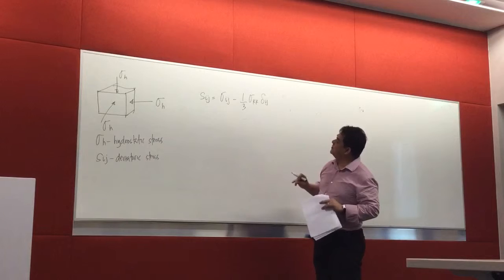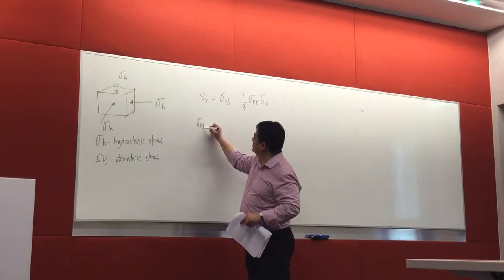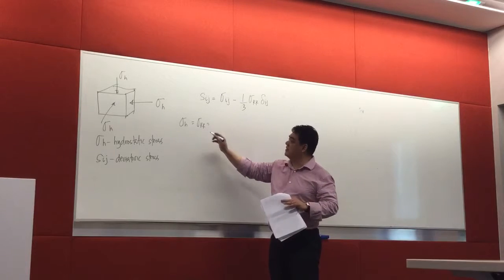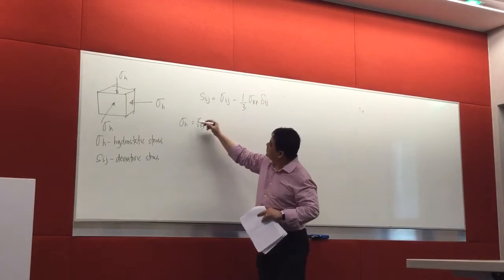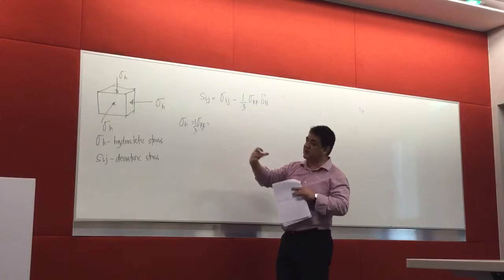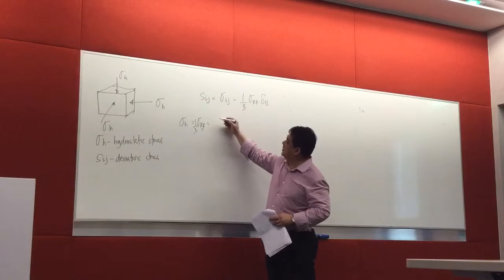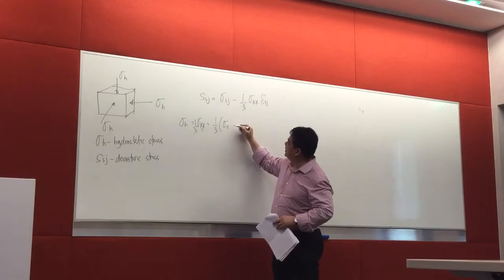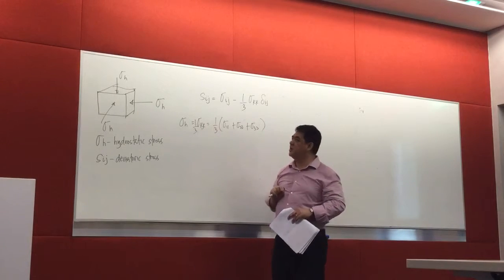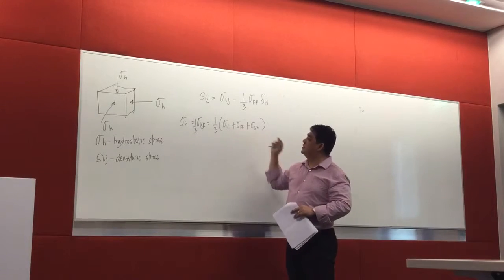Let's try to understand this one further. Sigma kk is actually related to your hydrostatic stress. So this hydrostatic stress, what do I mean by this? That is 1/3, for 3D, we're still talking about 3D. Sigma kk, meaning you have a dummy index here, a repeated index, meaning there is a summation. So you have sigma 1,1, sigma 2,2, sigma 3,3.